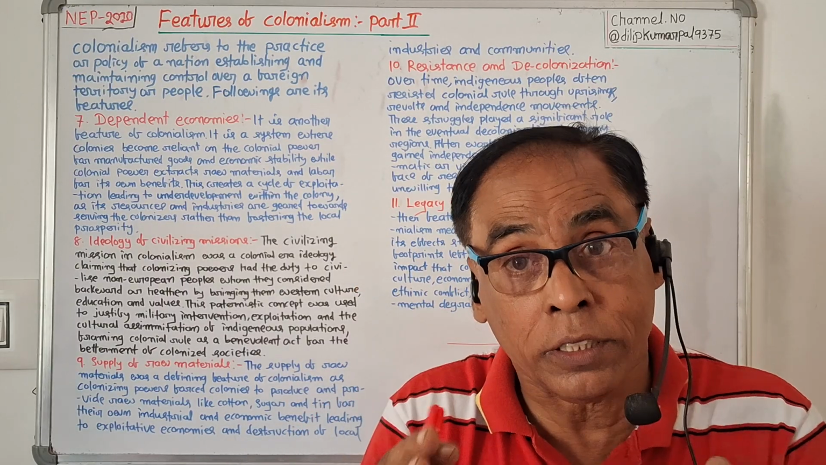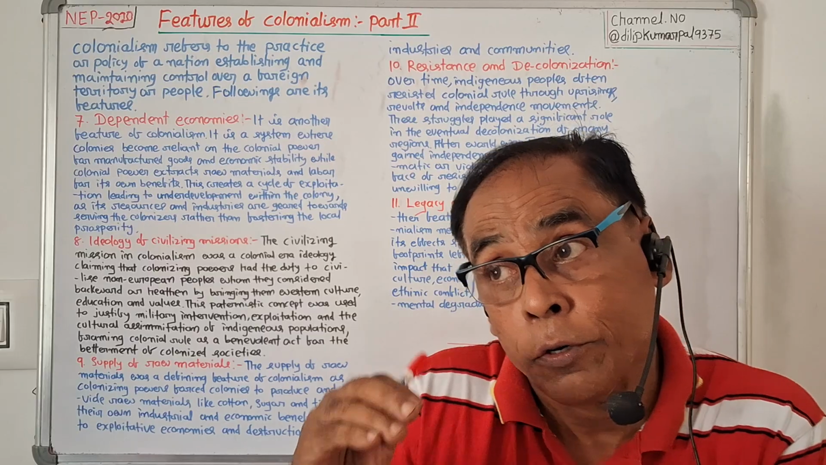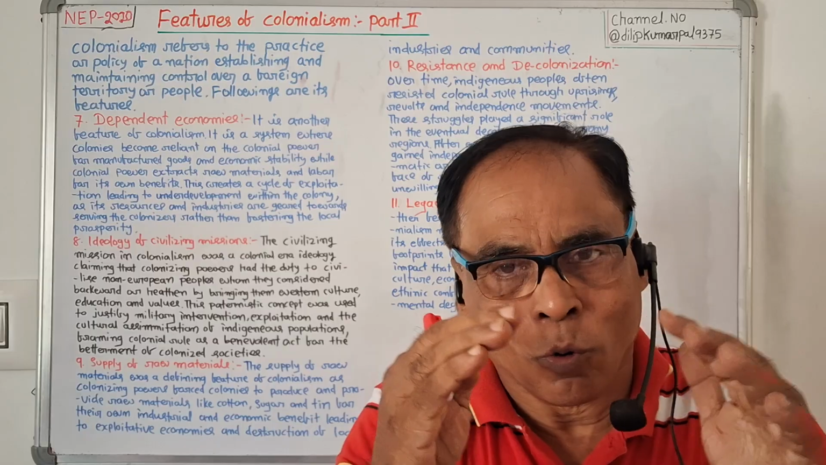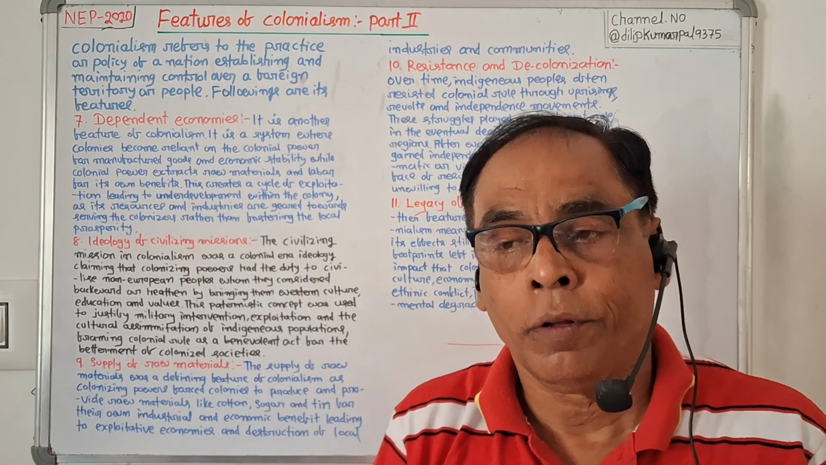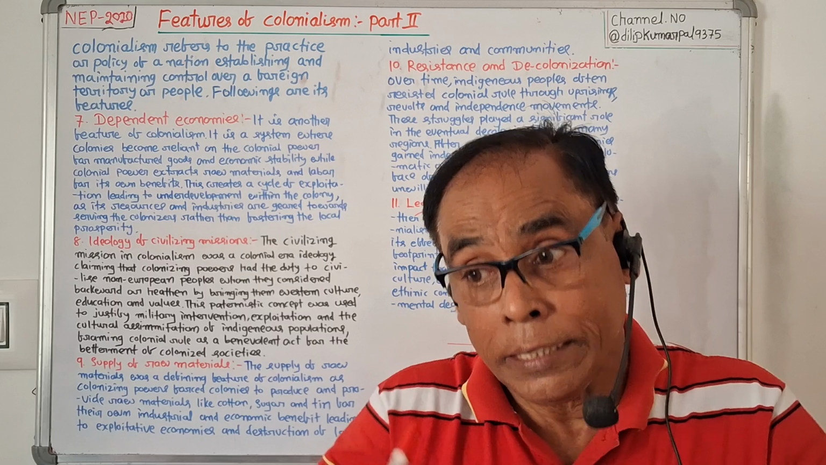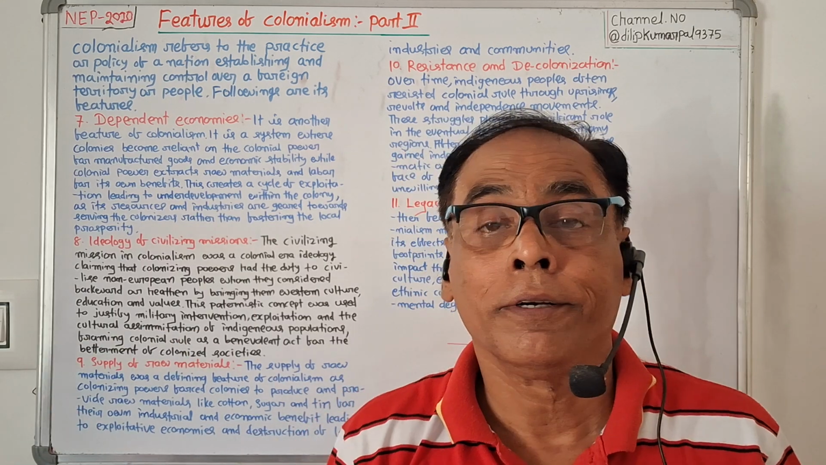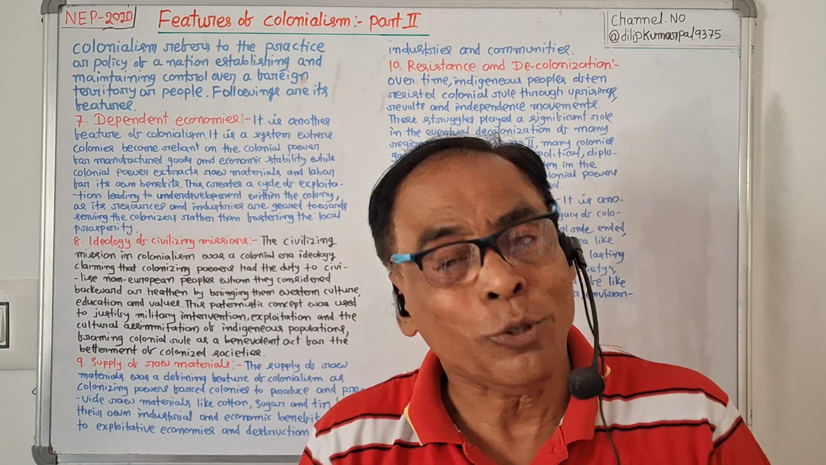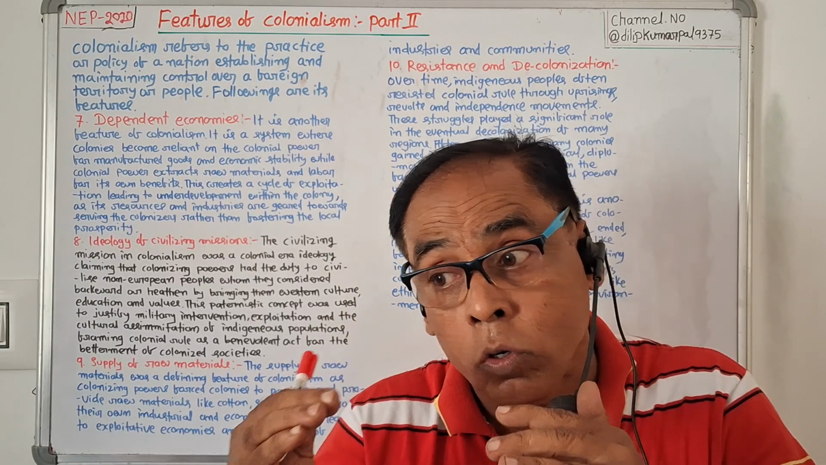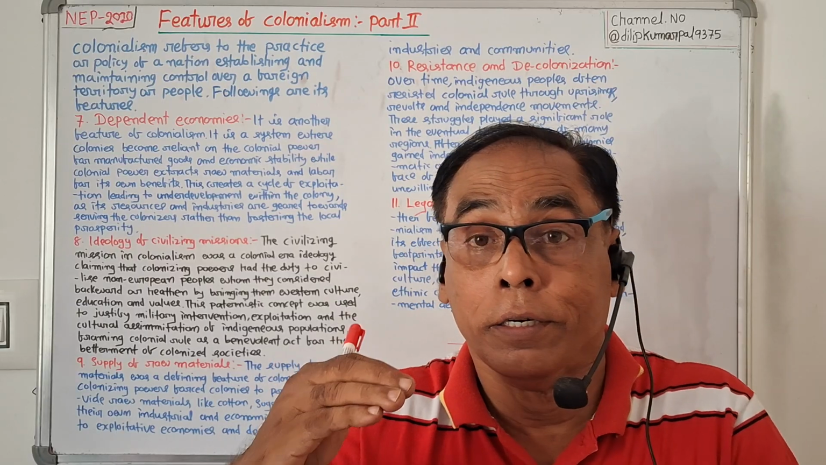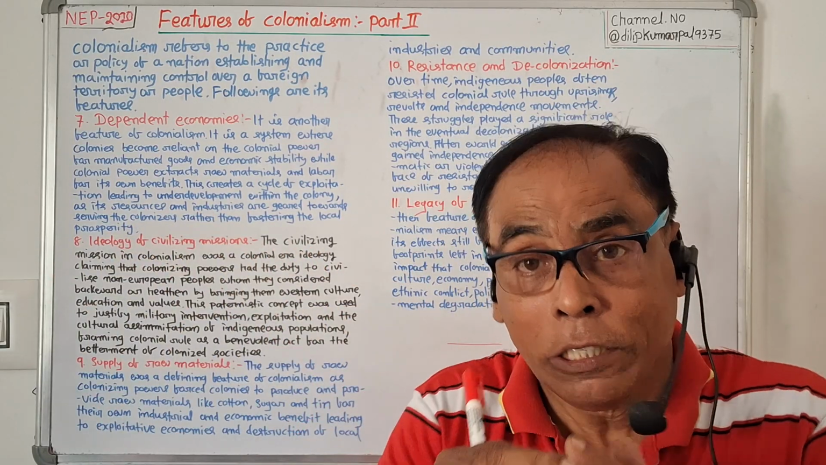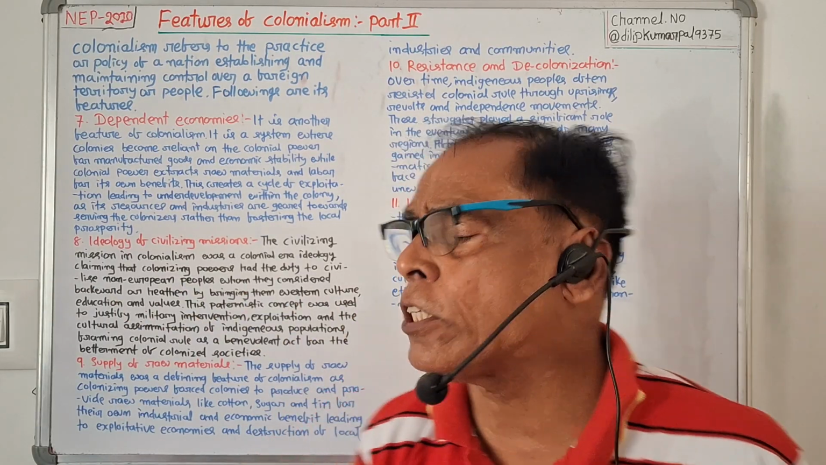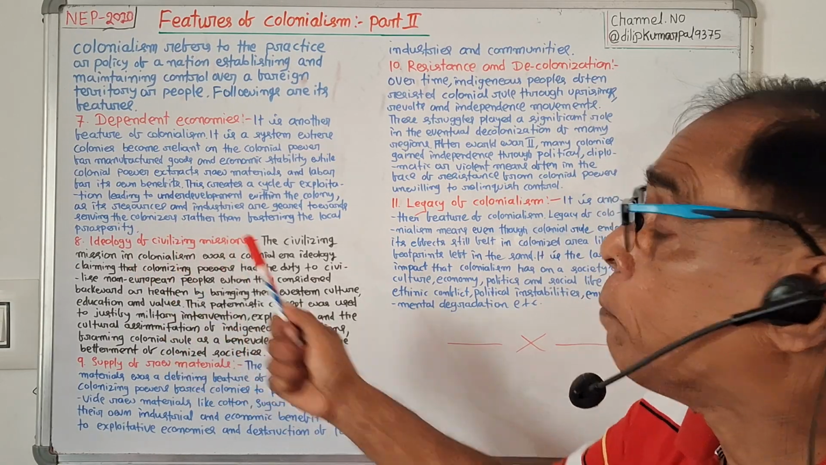Dependent economy means in colonialism the colonies depend on the colonial power for their economic stability, and the colonizing power extracts raw materials. They use labor and resources of the colonized area for their own benefit. So in colonialism, the colonies will depend on the colonial power, or the economy of the colony will be a dependent economy.